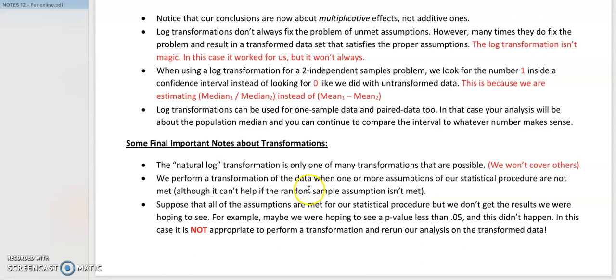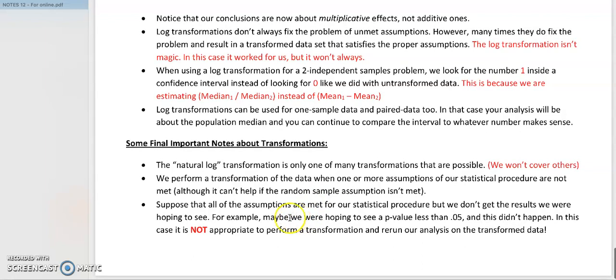We also saw that we're going to perform this transformation when one or more of our assumptions aren't met, but it should be stressed that this can't help us with the random sample assumption. If we don't have a random sample, we're basically out of luck. Some people in much more complicated classes than this one might have some things that you could try to do, but really a lot of statistics relies on us having random samples to work with, because otherwise we don't know if our sample looks like the population, and so it's harder for us to make conclusions about that population.